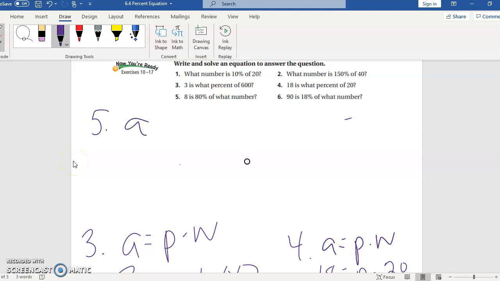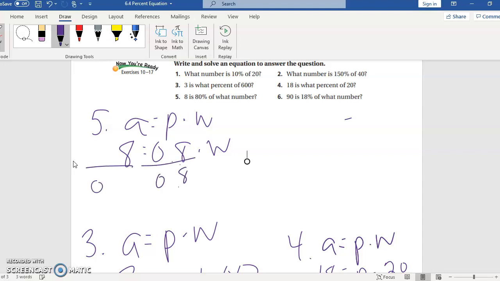We have A equals P times W. 8 is 80% of what number? So 8 is my part. 80% is my percent, so I'm going to do 0.8 times W, the whole. I don't know what that is. So again, I want to get W by itself, so I'm going to divide both sides by 0.8. So 8 divided by 0.8. 8 divided by 0.8 is 10. So 10 equals W.